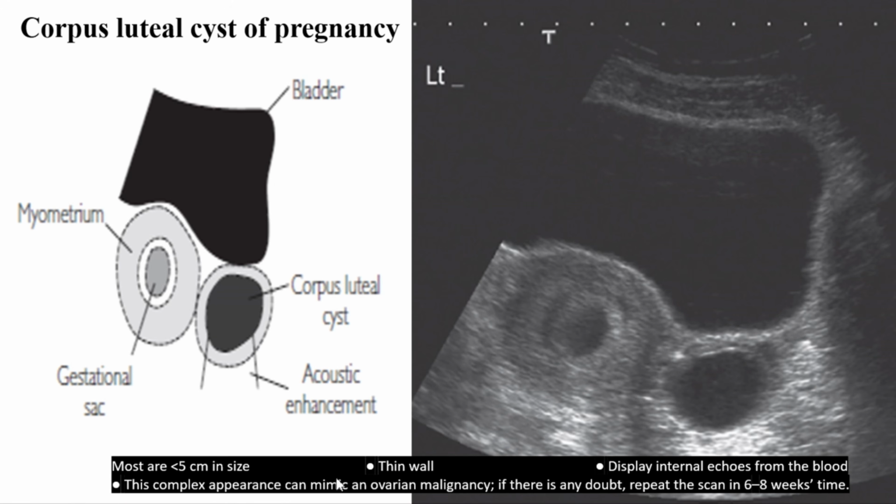And this complex appearance can mimic an ovarian malignancy, and if there is any doubt, we have to repeat the scan in 6 to 8 weeks. If it was a corpus luteal cyst, then it will dissolve after 6 to 8 weeks. But if it is an ovarian malignancy, then it will remain after 6 to 8 weeks.